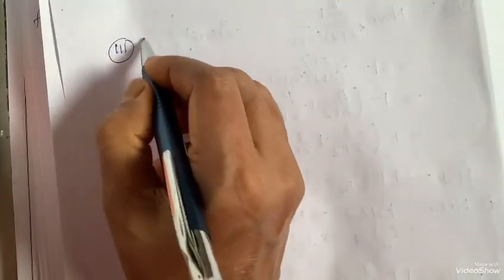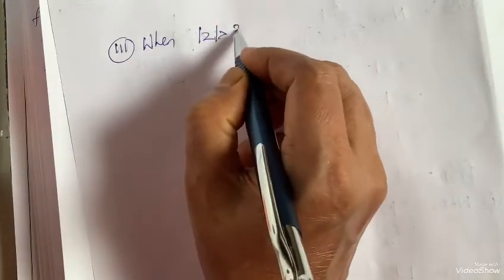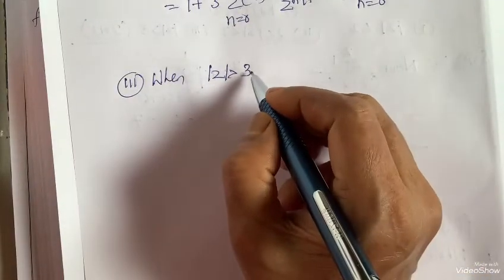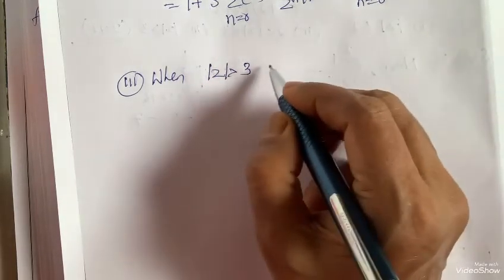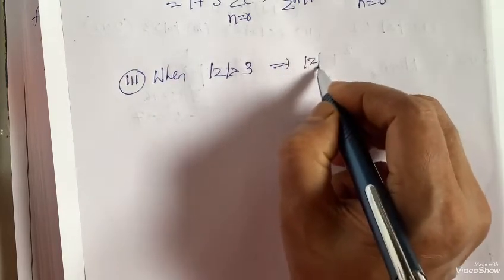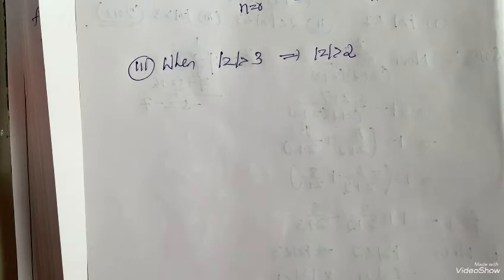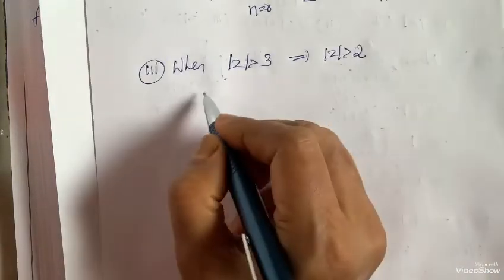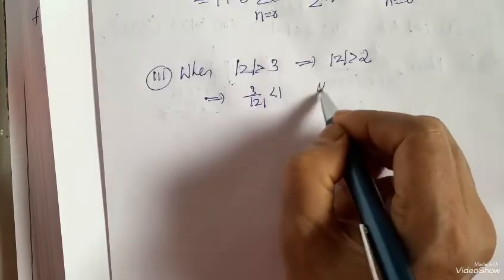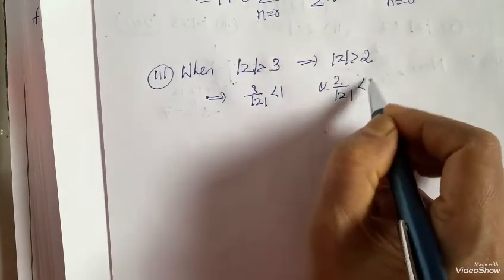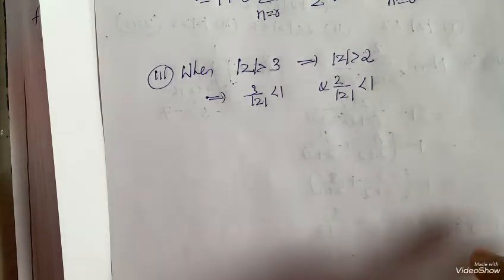Third one, when mod z is more than 3. Third region, mod z more than 3 means what? Outside the circle mod z equal to 3, the exterior. So mod z greater than 3 implies mod z is greater than 2 also. Take the number 5: 5 is more than 3. Is it more than 2 also? Yes. Therefore both 3 by mod z is less than 1 and 2 by mod z is less than 1. So in the last region, z has to come in the denominator on both sides.